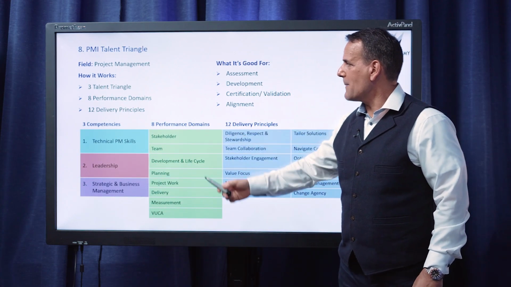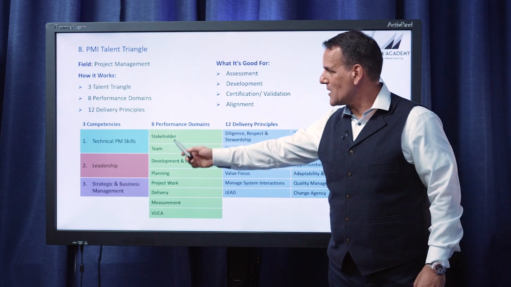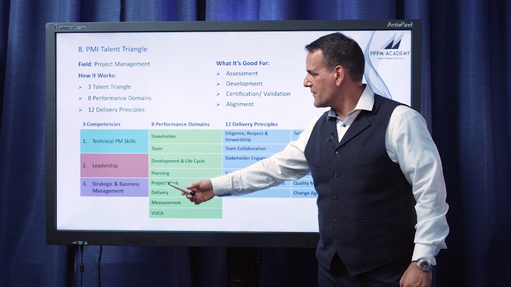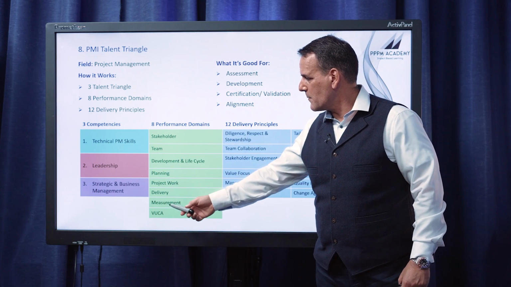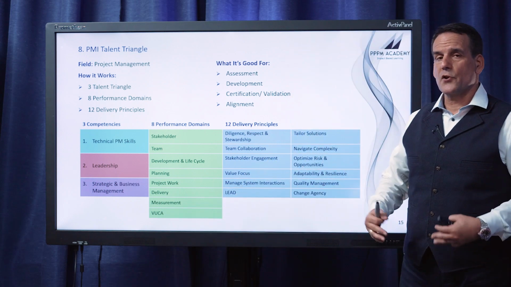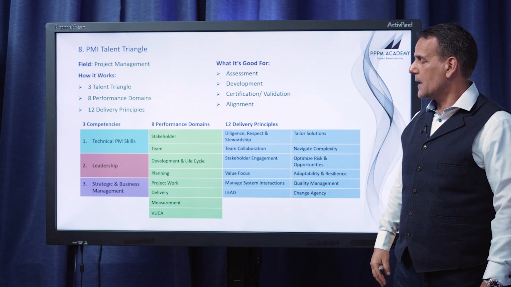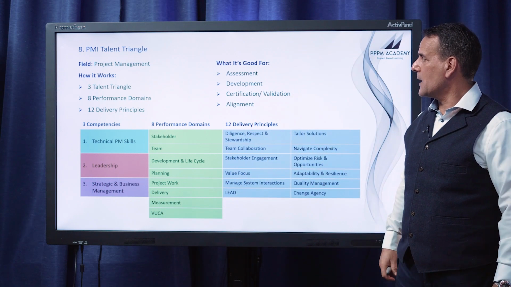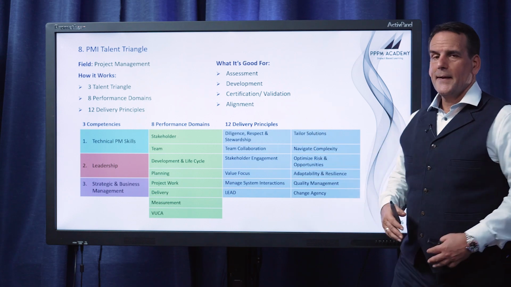They've reversed the vocabulary. The 8 domains are stakeholder, team, development, lifecycle, planning, project work, delivery, measurement, and volatility, uncertainty, conflict, and complexity and ambiguity. And then you have some principles.